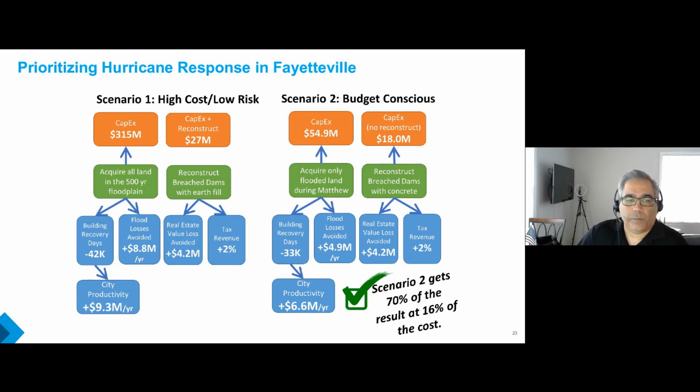The green boxes that you see are the adaptation measures that we tried. The orange boxes are the costs for them, and the blue boxes are the resulting benefits. So in Fayetteville, a big problem was flooding in the floodplain, buildings in the floodplain, and then dam breach. About 30 dams across the county were breached as a result of Hurricane Matthew. That's a huge number of dams. A large number of lakefront homes were impacted as a result of it.